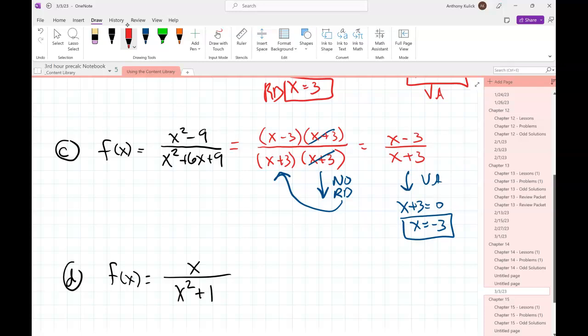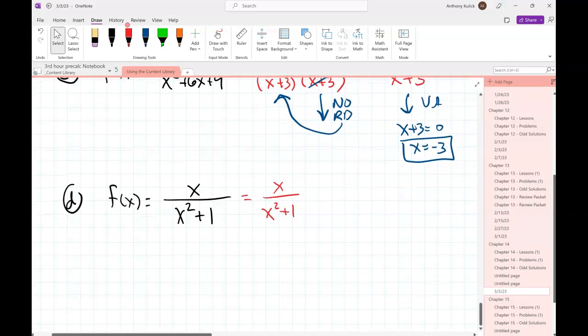Can I factor x? No, right? That's silly. That's just one thing. How am I going to factor just one thing? X squared plus 1. Can I factor that? No. Why not? It's because it's not a difference of two squares. That's a sum, right? If it was x squared minus 1, we can handle that. X squared plus 1? No bueno. Can't factor it. Okay, so there's no removable discontinuities then, right? Because there's no factoring to do.